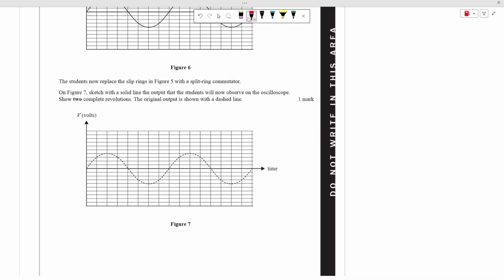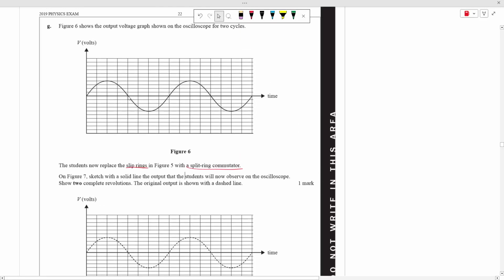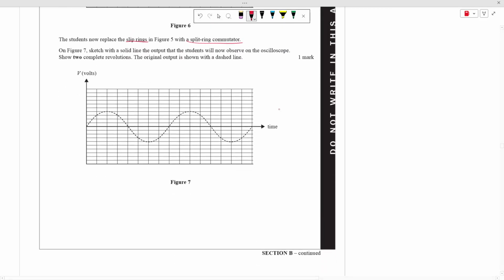Okay, so we've changed the slip rings to a split ring commutator. All that happens to do is change these bottom negative parts of your voltage graph and turn them into positive. And so it looks like a bumpy graph. So it's going to look something like this. Okay. I guess you could also flip the positive parts down into the negative and you'd still get a correct answer, but I prefer flipping the negative ones up to the positive. Cool, so that's it for that question.